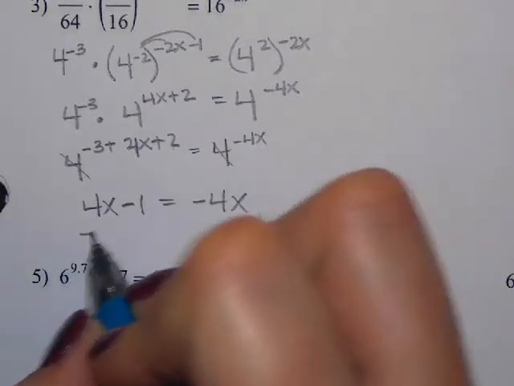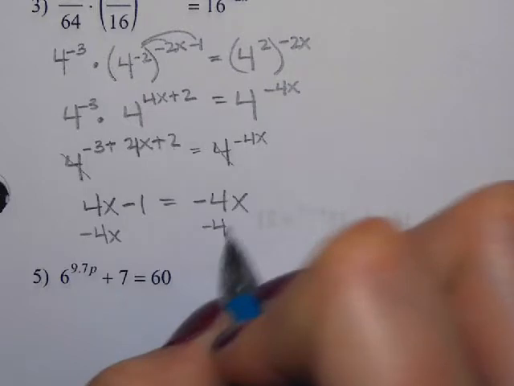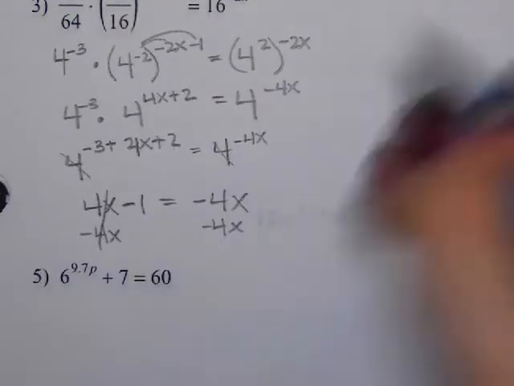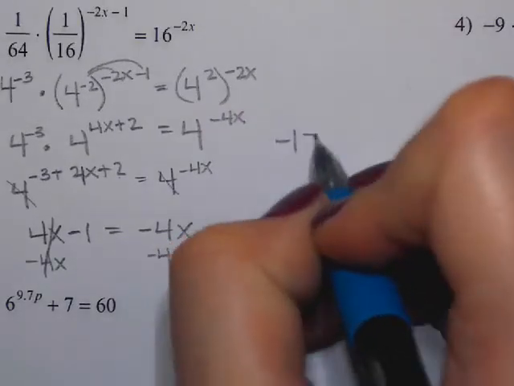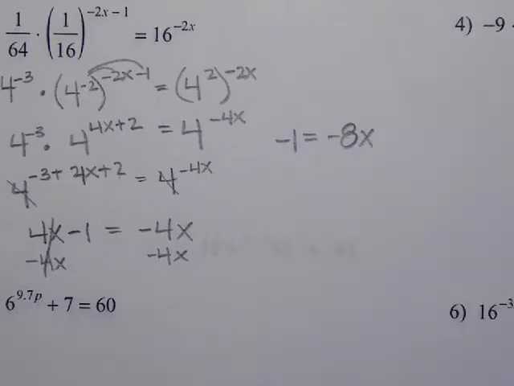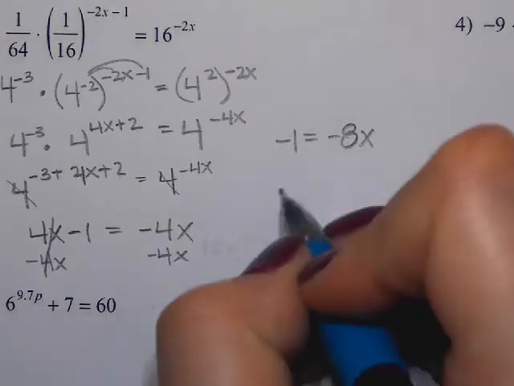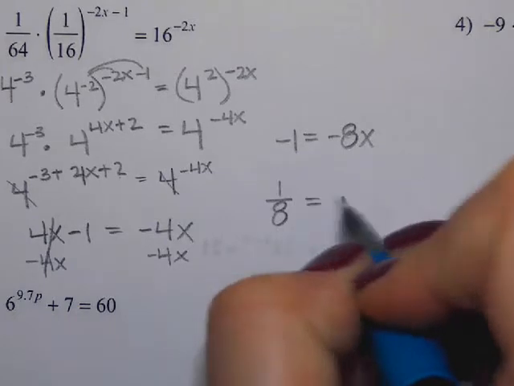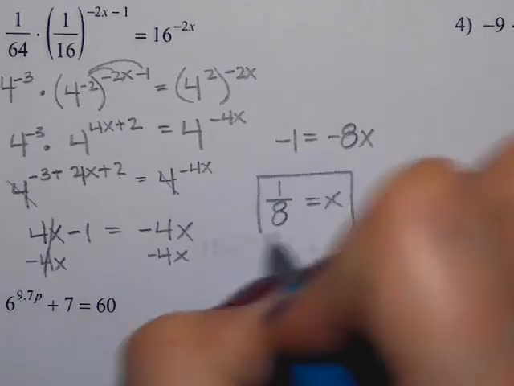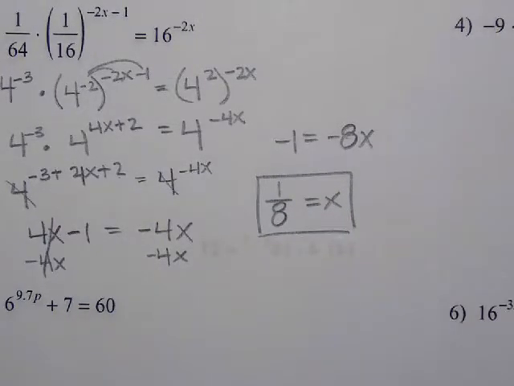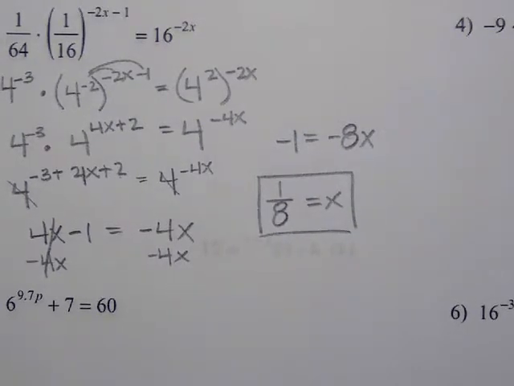All right, so we'll minus the 4x over. So we've got negative 1 equals negative 8x. So when you divide by the 8, you get 1/8. Yeah, so negative 1 over negative 8 is positive 1 over 8. We get 1/8. All right, for the next ones, we definitely need calculators. Do you guys have calculators in front of you? All right, so let's get those.